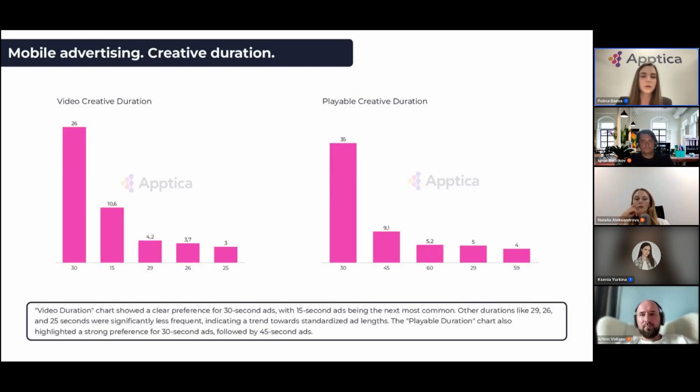Proceeding to creative duration, it's clear if we look at the bar charts that there was a clear preference for 30-second ads, and this might mean that advertisers were willing to make shorter forms of content, more concise and standardized formats of content.